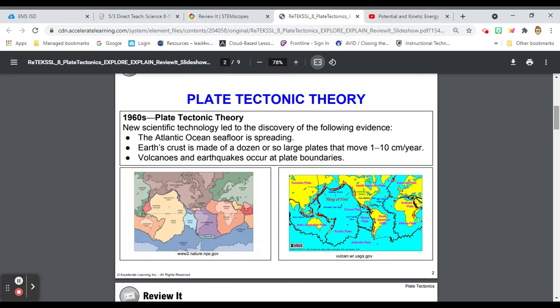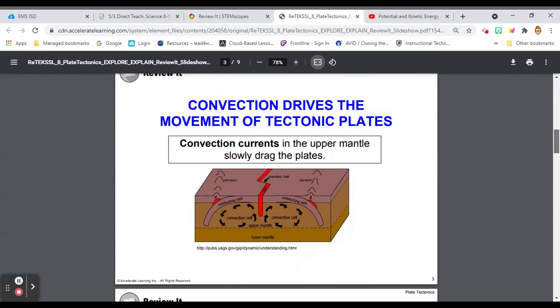Plate tectonic theory then elaborated on his hypothesis, or his ideas, in the 1960s, and it became what we now know as plate tectonic theory. So new scientific technology could determine that in the Atlantic Ocean, the seafloor is spreading along the mid-ocean ridge. They could figure out how deep the Earth's crust is. And then they also figured out volcanoes and earthquakes were occurring along major plate boundaries.